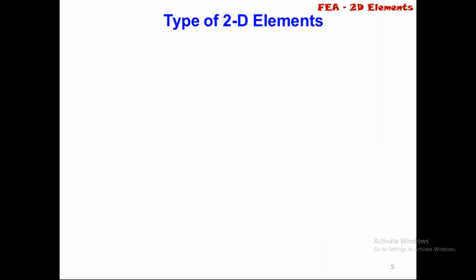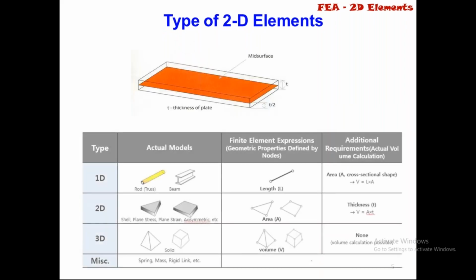Then, the types of 2D element. This table was already discussed in unit number 1, for the 1D element. In a 1D element, you consider a rod or beam, that is, a length between two nodes, the shortest distance between two points, and this is basic mathematics for calculating the volume or area of any object. A rod has a length and a cross-section area, maybe circular or square. So length times area is nothing but volume.